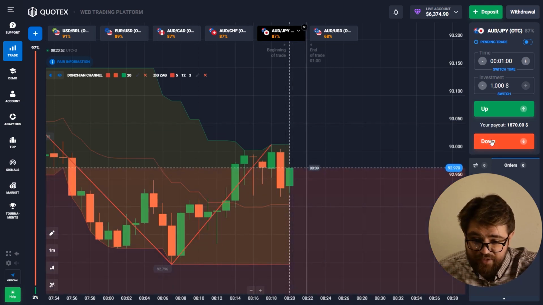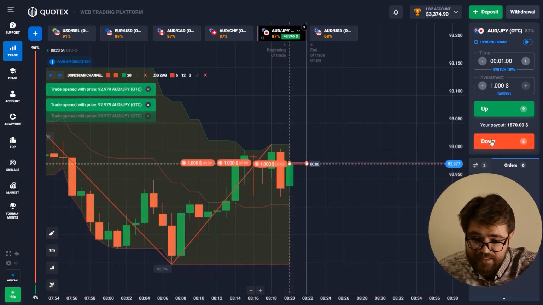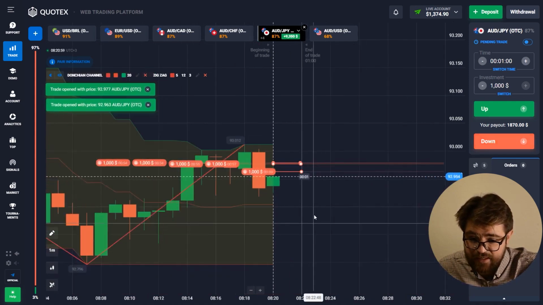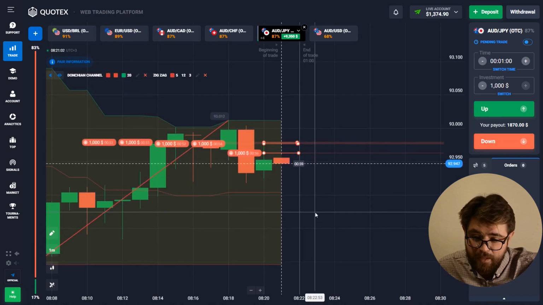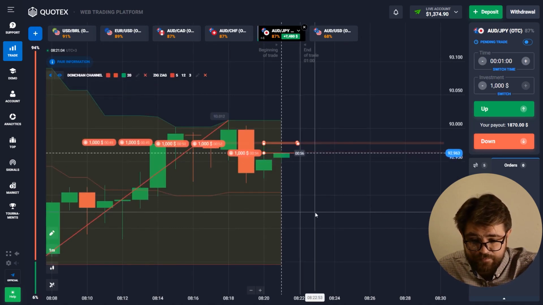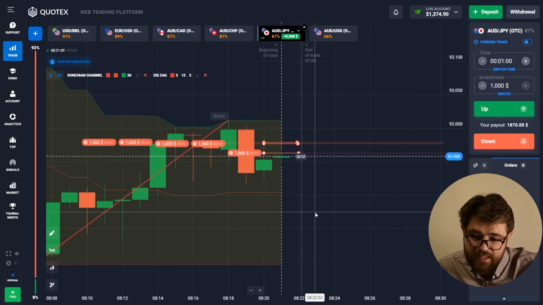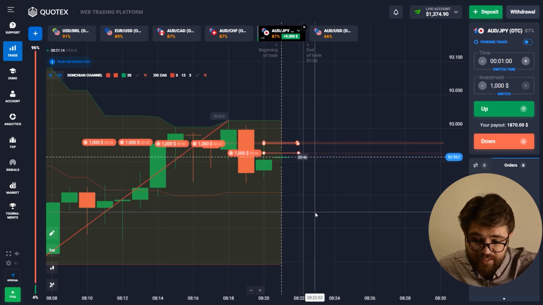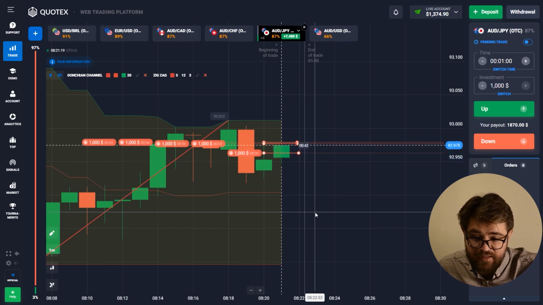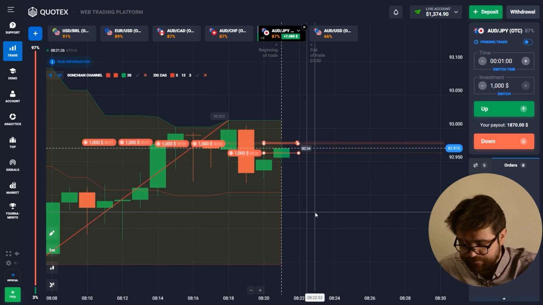Okay, so what I see here again is something that was testing the resistance line, and that it didn't break through. So we see that the price bounces off that resistance line, and that is where the 5,000 put option is coming from. So let's wait for the result.